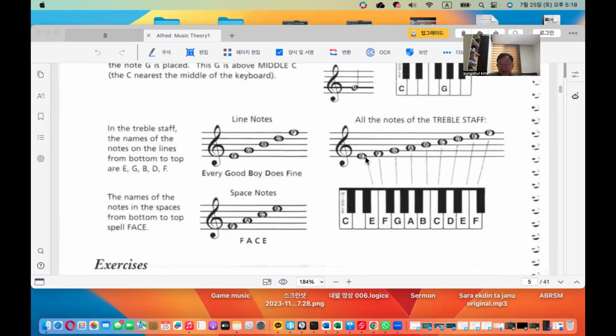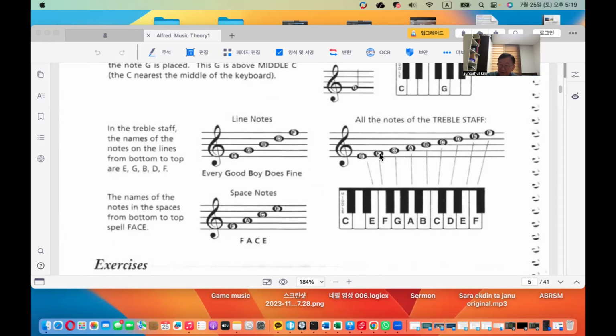So how to play? Look here. Treble clef, the high pitch range is right here. Middle C is right here. Line 1, line 2, line 3, line 4, line 5. Every Good Boy Does Fine.